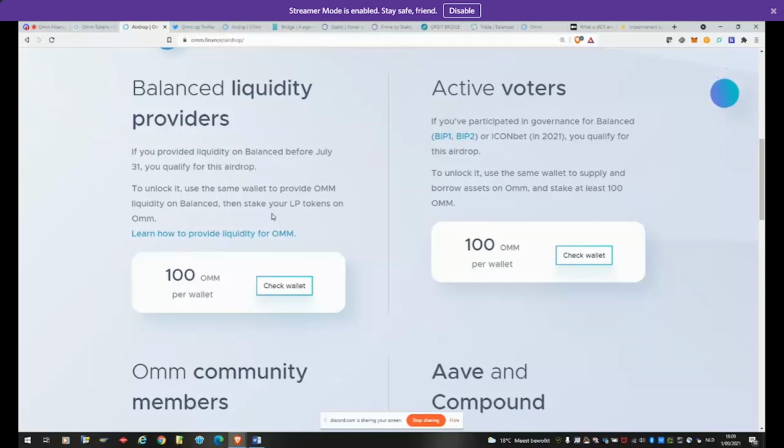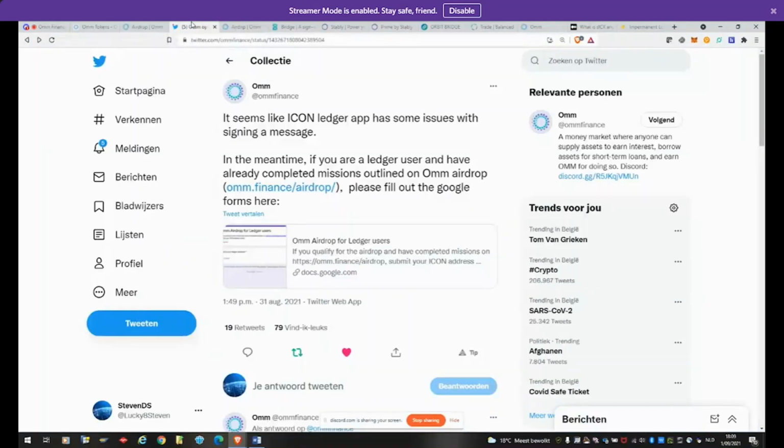So the team is still looking into that, but in the meantime, they have already made a workaround and they shared it on Twitter, which is what I will show here. So this is the tweet they sent out. If you missed it, you can go to the OM Twitter and you will easily find it. It was sent out yesterday. And there is a Google form in which Ledger users can just mention their address. Nothing more, just the address, send it, and the team will make sure that the tokens, if you qualify, of course, end up in your wallet.